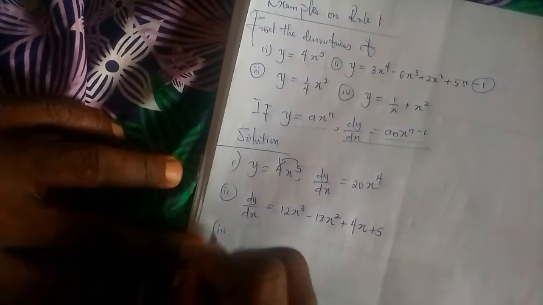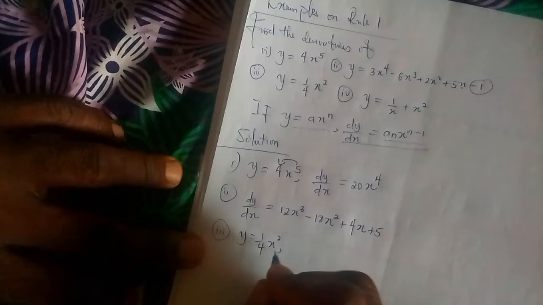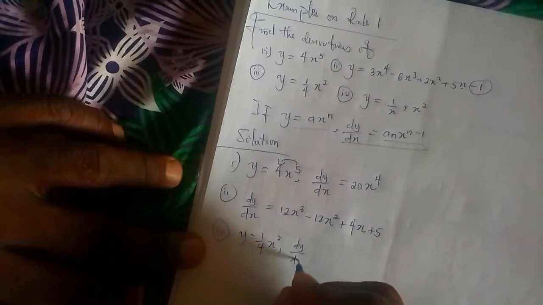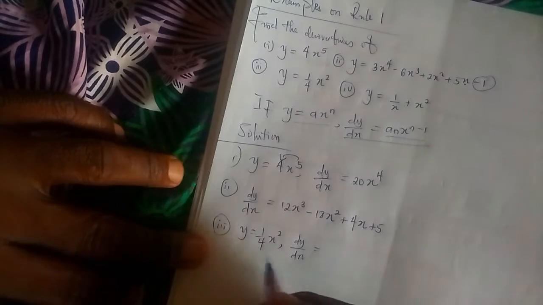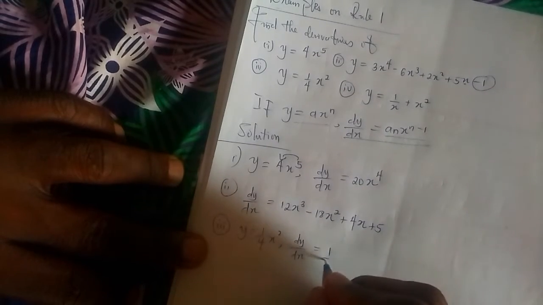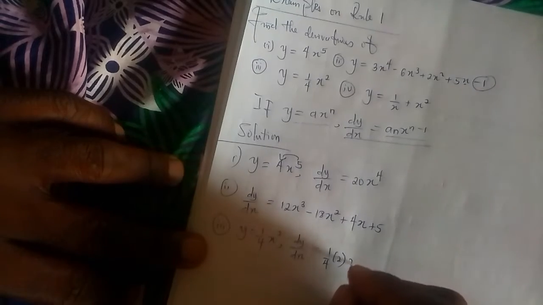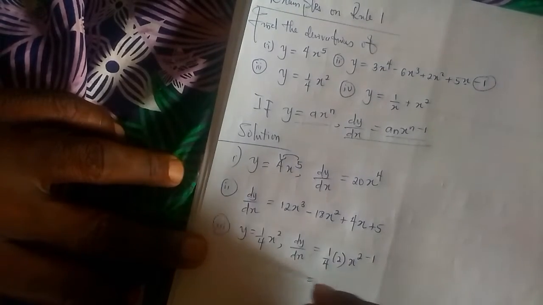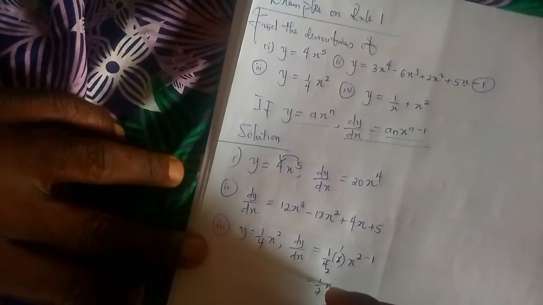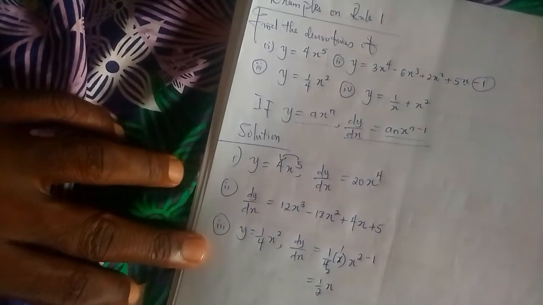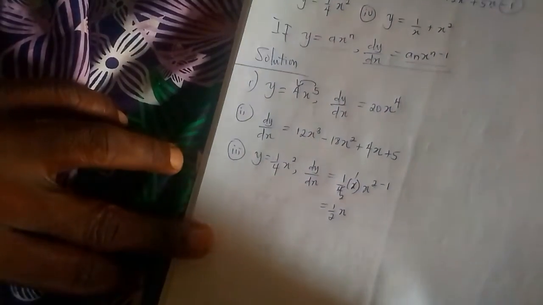For number 3 now, we have y equals 1 over 4 x squared. Now the dy/dx will be equal to, so don't be afraid of the coefficient as a fraction. It's still the same thing, just multiply. This is going to be 1 over 4 times 2, meaning multiplying the power. Then from the power subtract 1. So we have 2 here, 1 over 4 times 2 will give us 1 over 2 x, 2 minus 1 will give us 1, and that is just half of x.